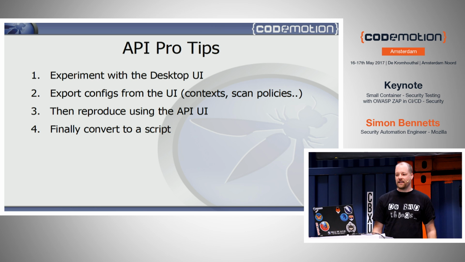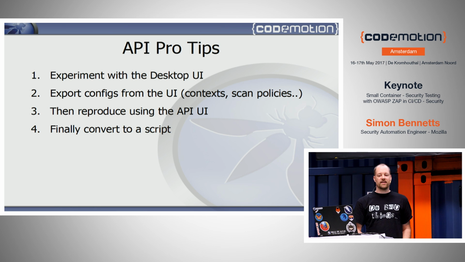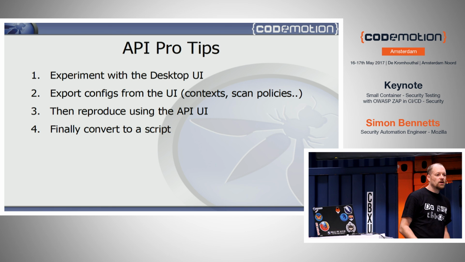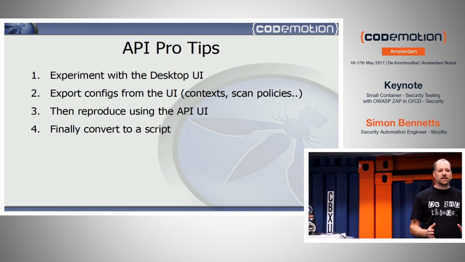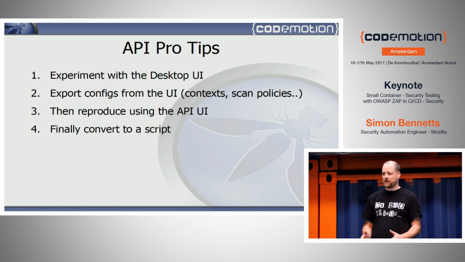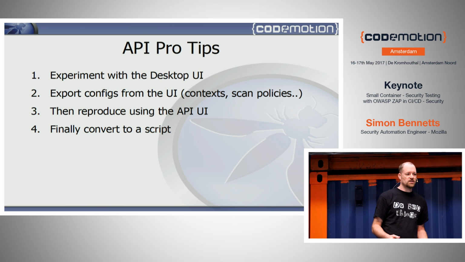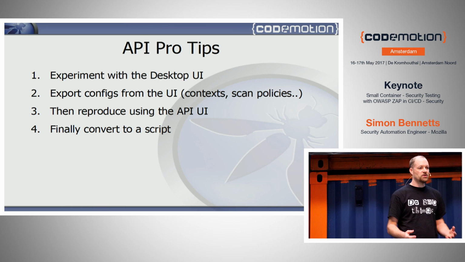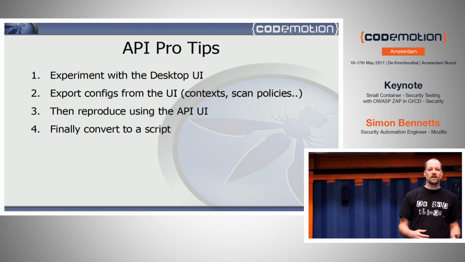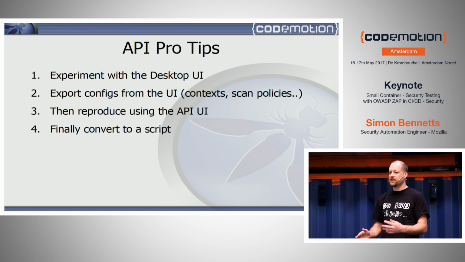So some tips I've already said. If you want to understand the API, definitely play around with the desktop UI. ZAP is very configurable, and we try to make it so you can configure everything from the API, but I'm not sure you'd want to. For some things, particularly context and authentication, it's much better to play around with the UI, because you can see what's going on, and you can tweak things and try things out.